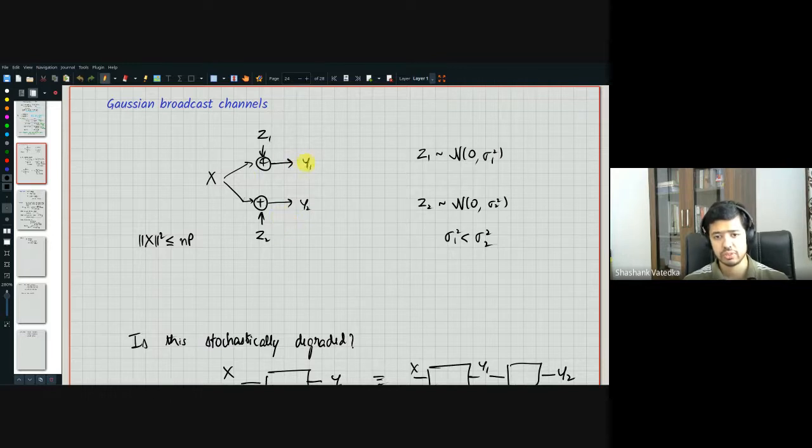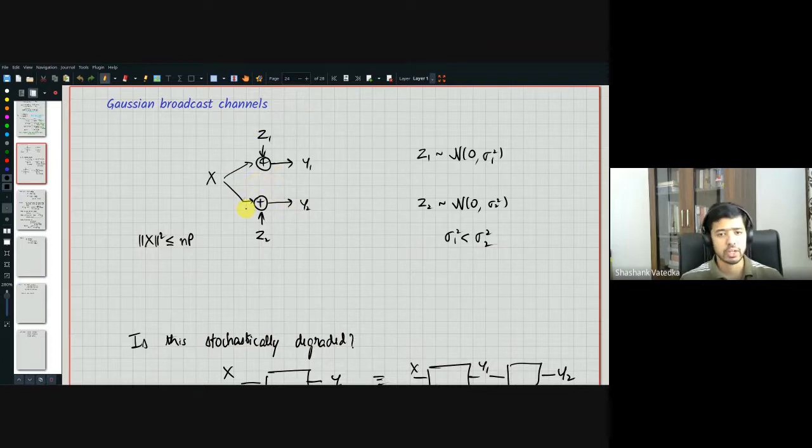Each of the receivers essentially sees a corrupted version of X^n, and this is corrupted by additive white Gaussian noise of variance sigma 1 square over the first channel and sigma 2 square over the second channel. And without loss of generality, we can assume that sigma 1 square is strictly less than sigma 2 square, which implies that user 2 is degraded with respect to user 1.